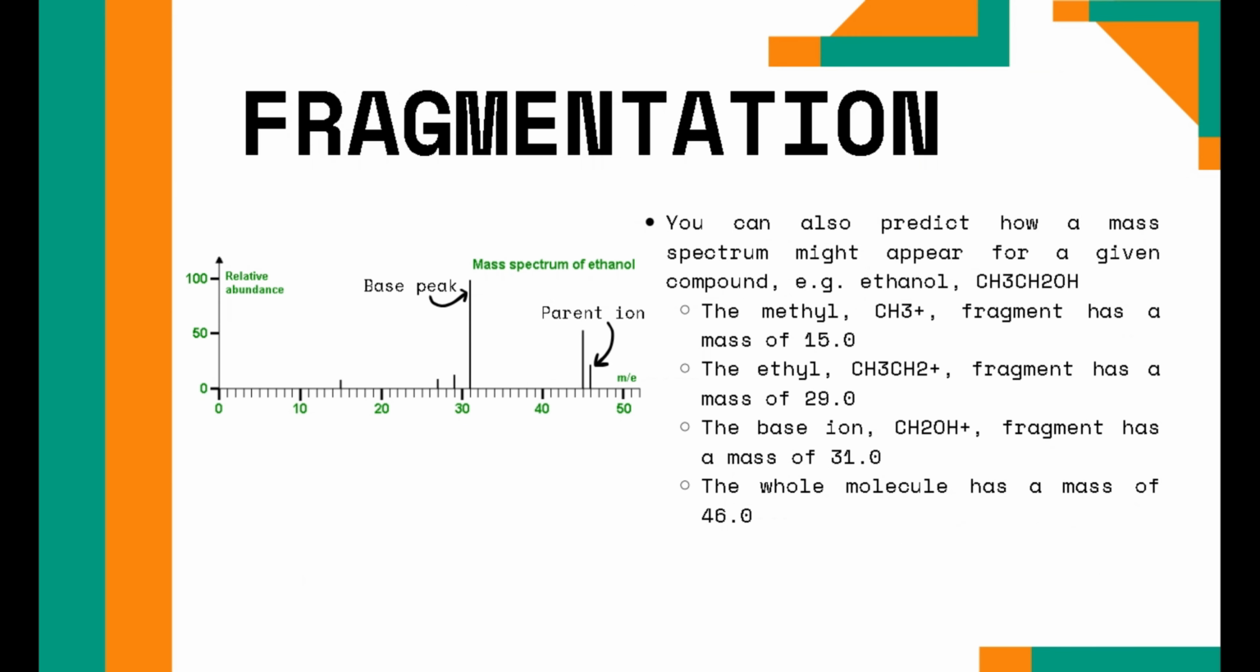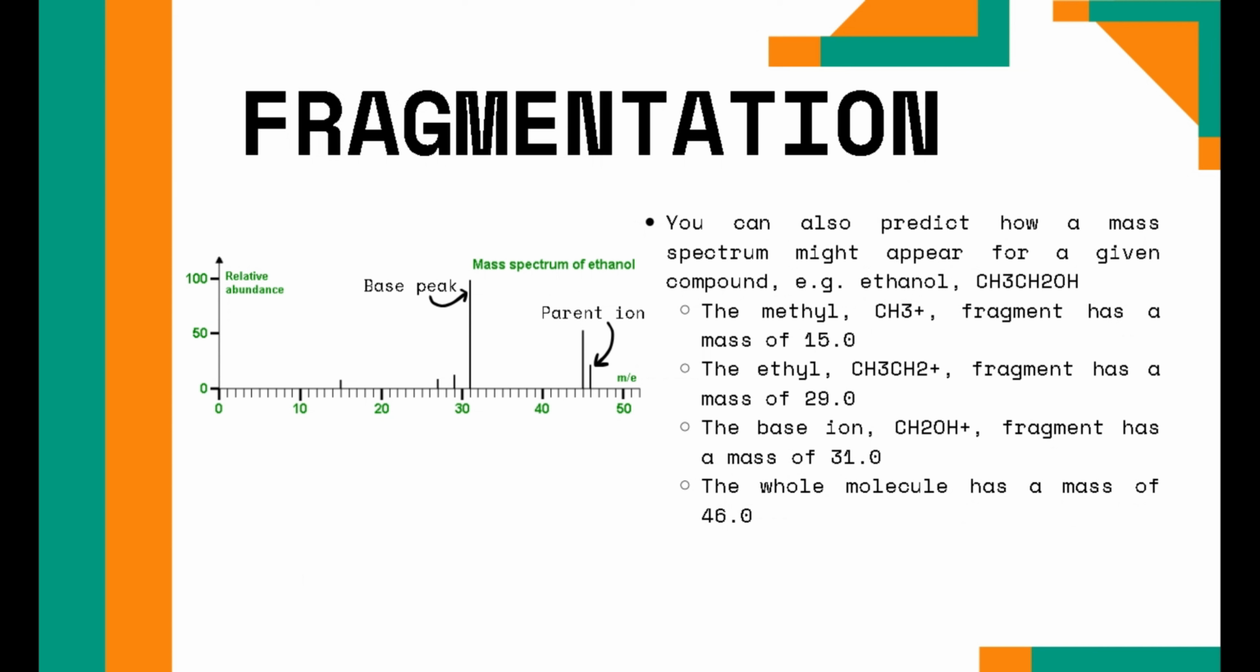Fragmentation. In a mass spectrometer, our sample, if it's a molecule, will also go under fragmentation. The mass spectrometer will break our molecule and form peaks for the mass of each fragment. Over here we have an example of ethanol. We have a couple of peaks here.